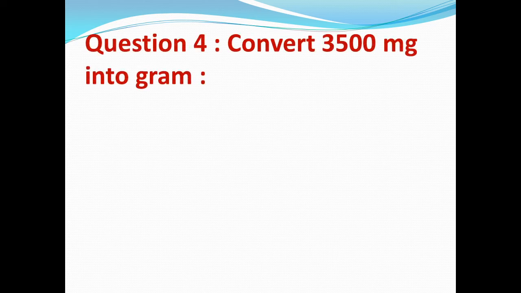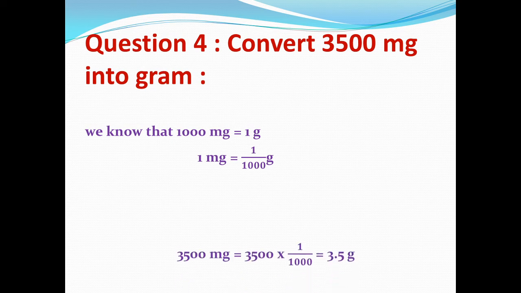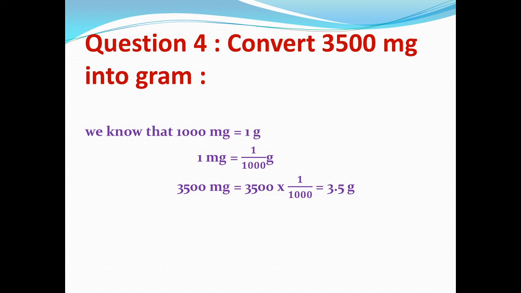Next question, we want to convert 3500 milligram into gram. We know that 1000 milligram is equal to 1 gram. So 1 milligram is equal to 1 upon 1000 gram. We want to convert 3500 milligrams, so multiply it with 3500. 3500 milligram is equal to 3500 into 1 upon 1000 is equal to 3.5 gram. So we can convert milligram into gram by using relation 1 milligram is equal to 1 upon 1000 gram.